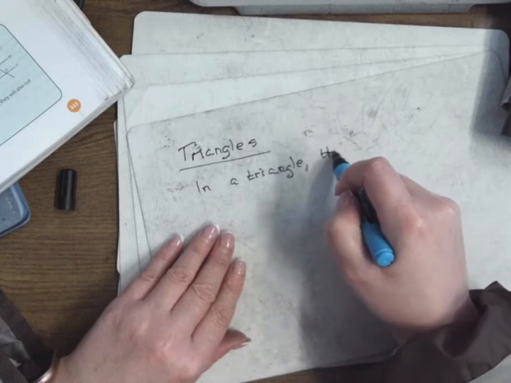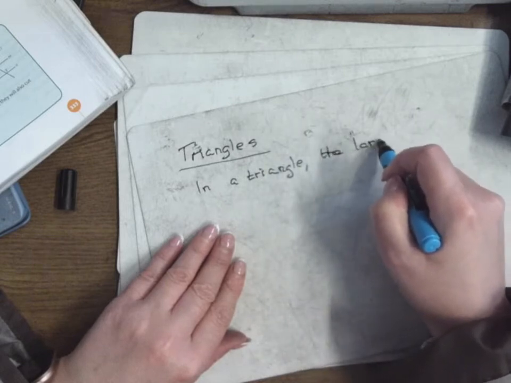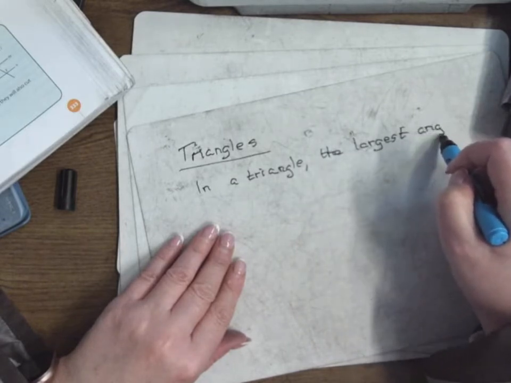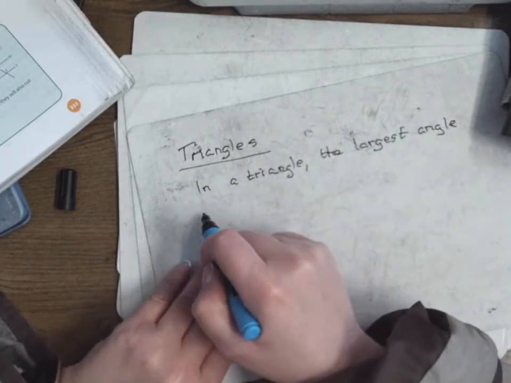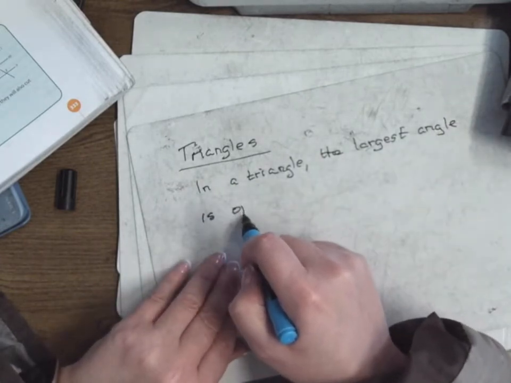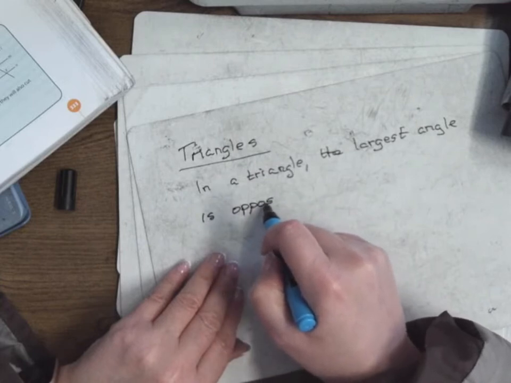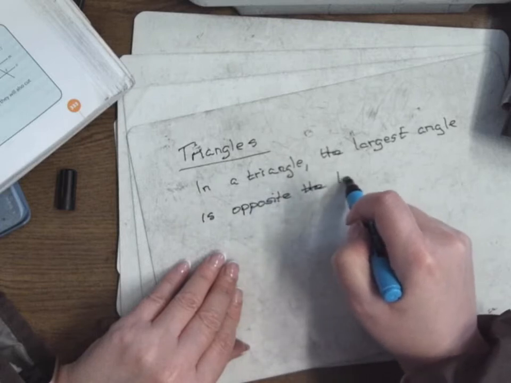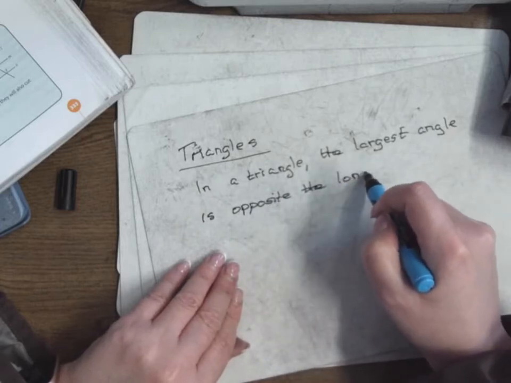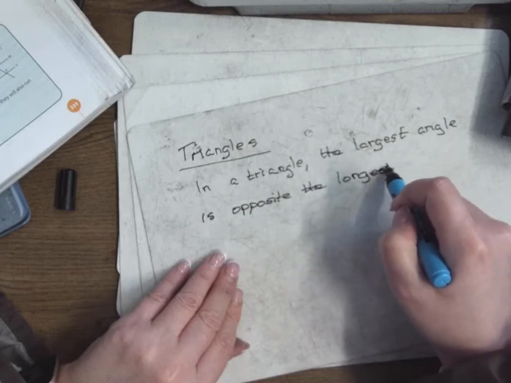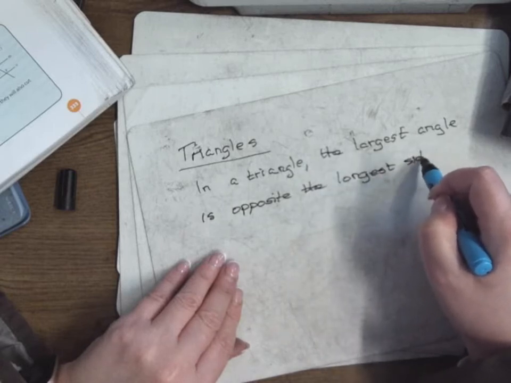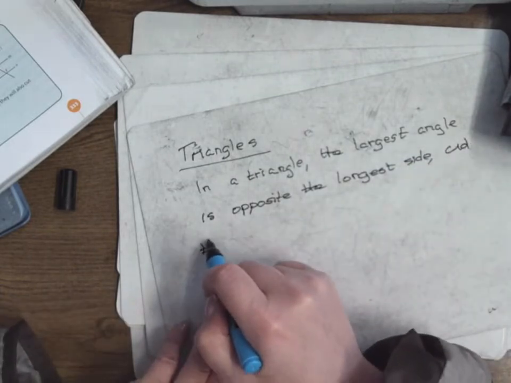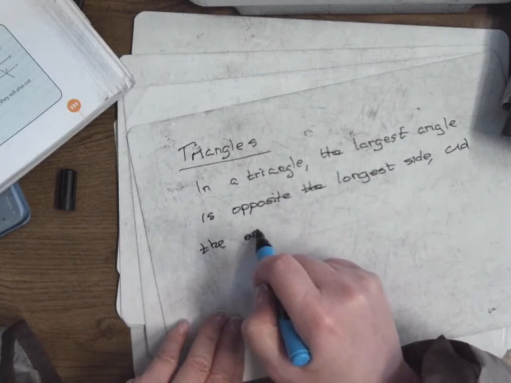The biggest angle, the largest angle, is opposite the longest side. And that also means that the smallest angle is opposite the shortest side.